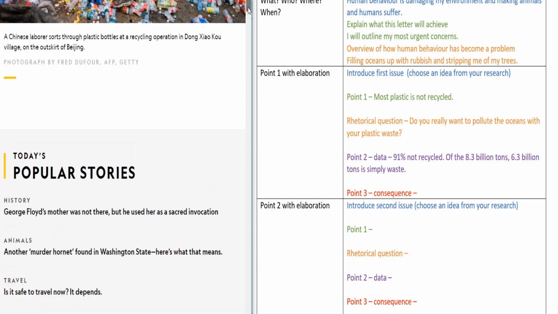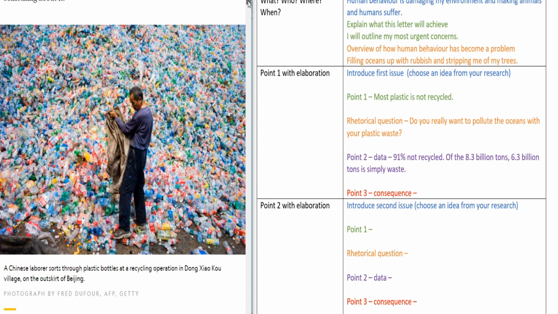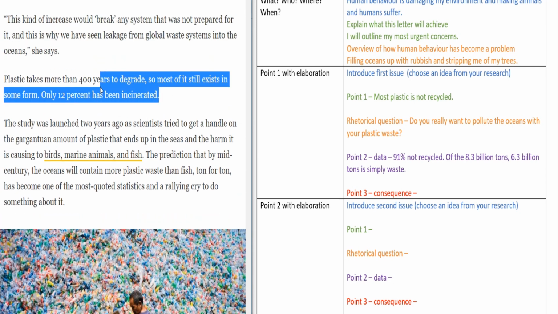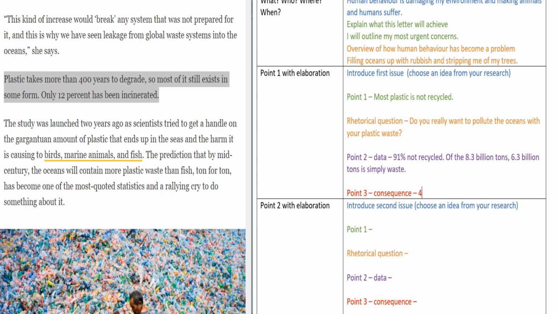So I'm just going to scroll up here. Look at that picture, that's incredible. And this really is the consequence. Plastic takes more than 400 years to degrade. That means to rot down and disappear altogether. For example, if you throw out a bit of paper or a bit of cardboard and it blows away in the wind, it will degrade in probably a few weeks, few months, depending on the weather. And it will disappear into nothing. But plastic, 400 years. So that means it's going to be around us for all that time.